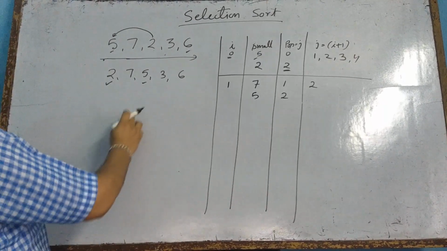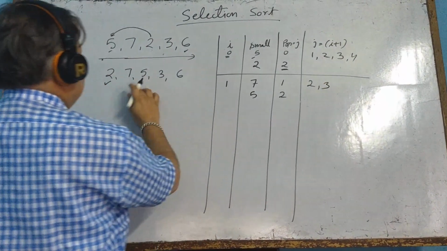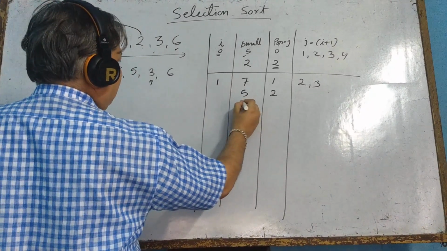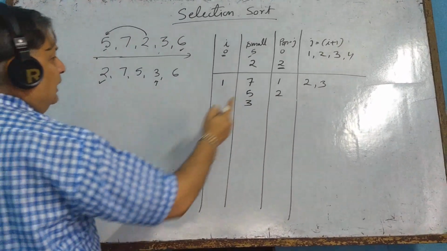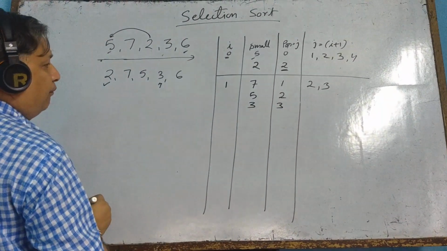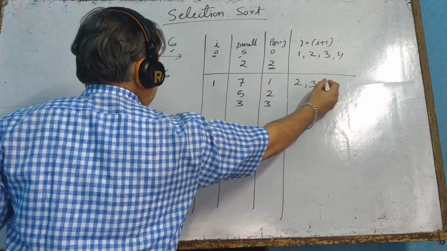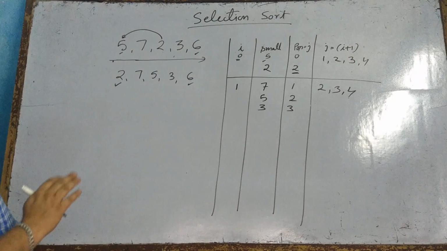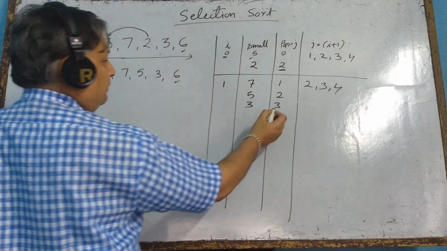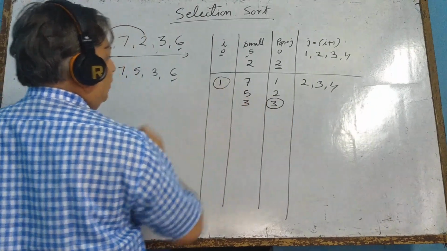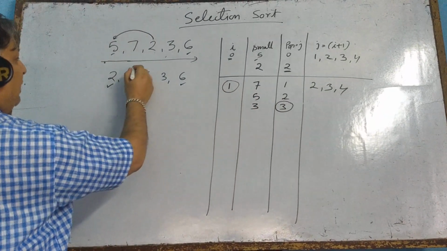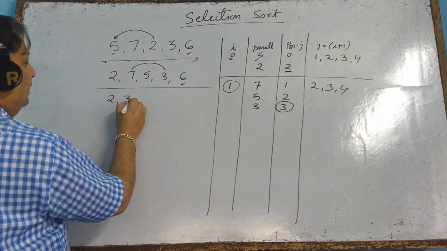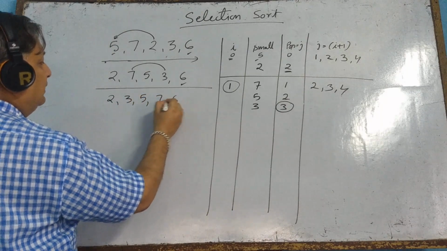Now after this comparison, the value of J will increment. Now at index number 3 we have got another number which is less than 5. So 3 is the smallest till now and it is present at index number 3. Now when J increments, 6 is found. Is it less than 3? No. So after this scanning, the smallest number is found at index number 3, which has to go to index number 1. So this swapping will take place. So for the next iteration, this array will become 2, 3, 5, 7, 6.